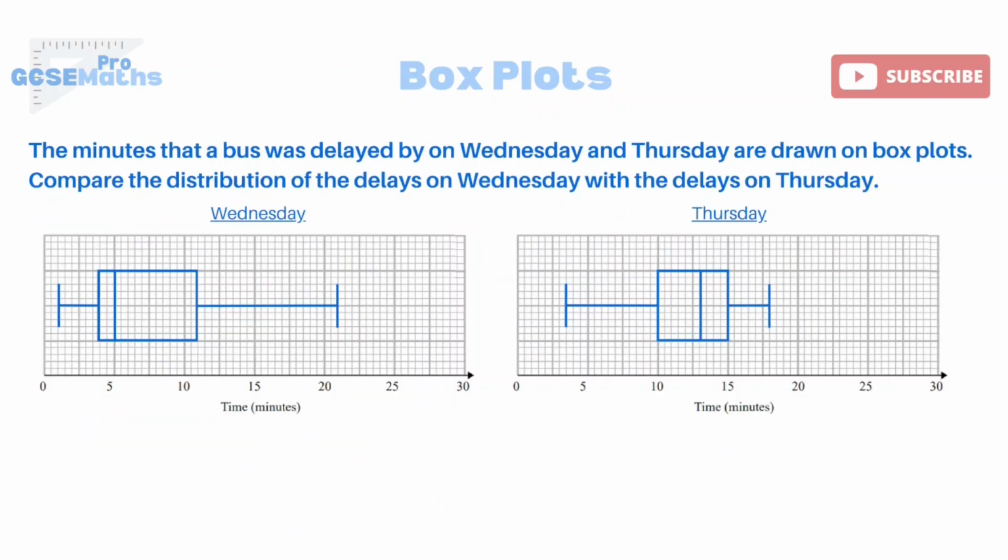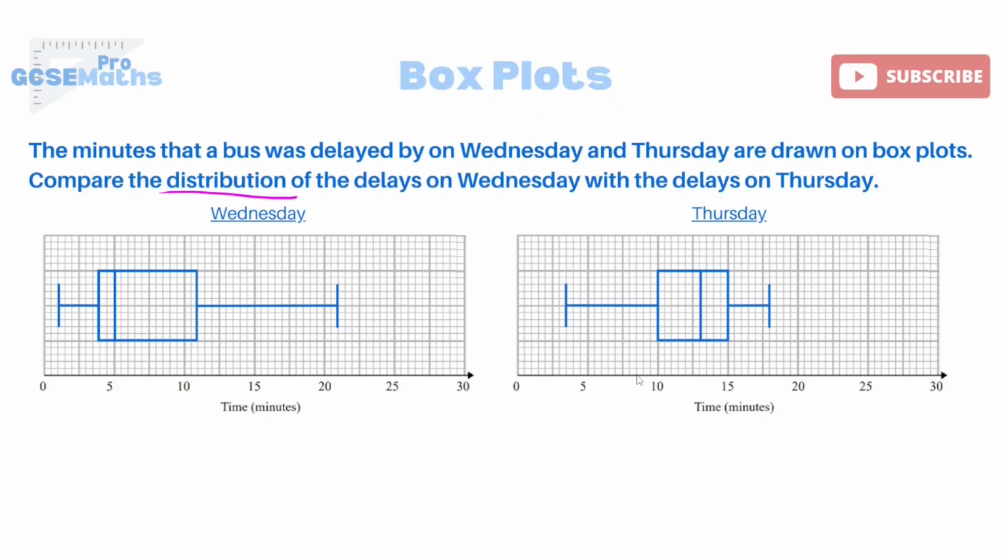Okay, so the next question is actually quite a common one, but it's a worded answer. And a lot of people don't really know, in terms of maths questions, how to explain a worded answer, so this is a really good one to memorize. So, the minutes that a bus was delayed by on Wednesday and Thursday are drawn on box plots. Compare the distribution of the delays on Wednesday with the delays on Thursday.